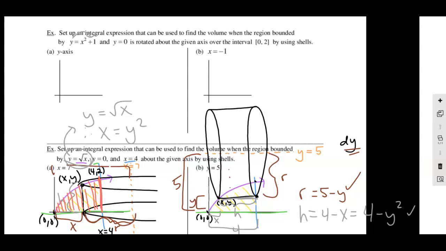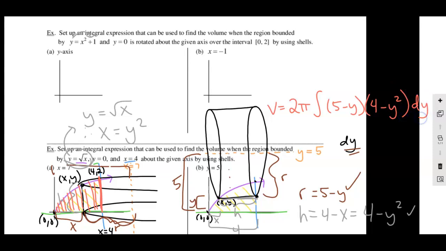We've got the r and the h. So now I'm just going to integrate the area to get the volume. 2 pi. Remember, for discs, it's pi's. For washers, it's pi out in front. And then for the shell, it's 2 pi, 2 pi and then RH. So here we go, 5 minus y, and then the 4 minus y squared.